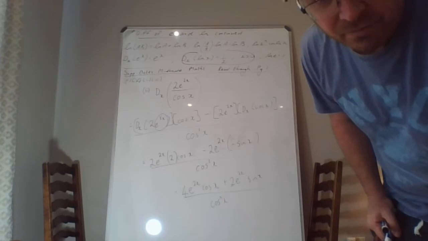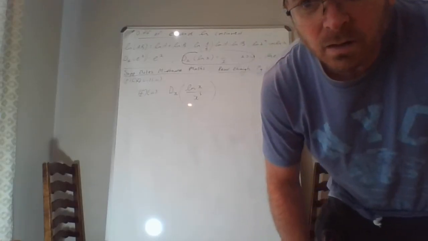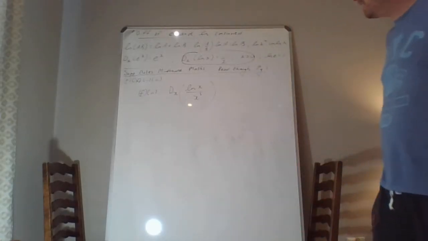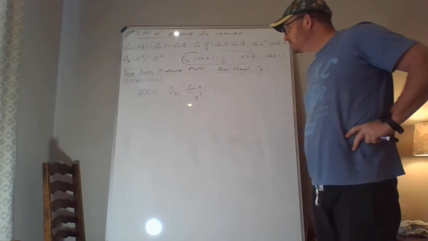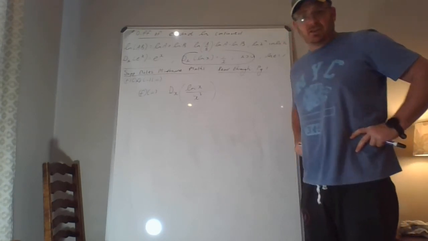Right, next we're going to do F3. Okie dokie, Tracy. Cara, you give this one a go. The derivative of ln x over x cubed.